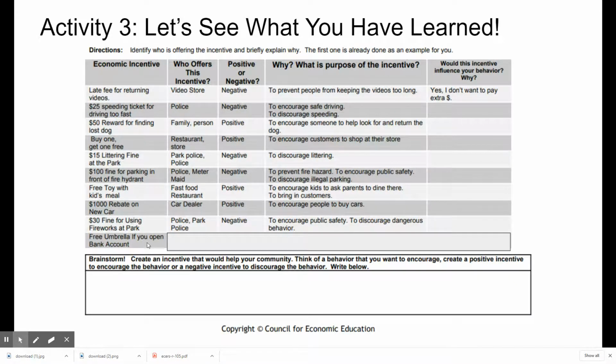Free umbrella if you open a bank account. Who is going to offer this incentive? Is it positive or negative? Why are they going to give you a free umbrella if you open a bank account? And would this incentive influence your behavior?